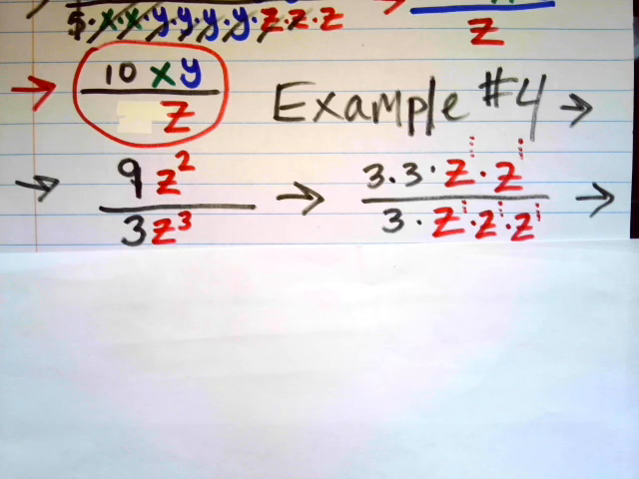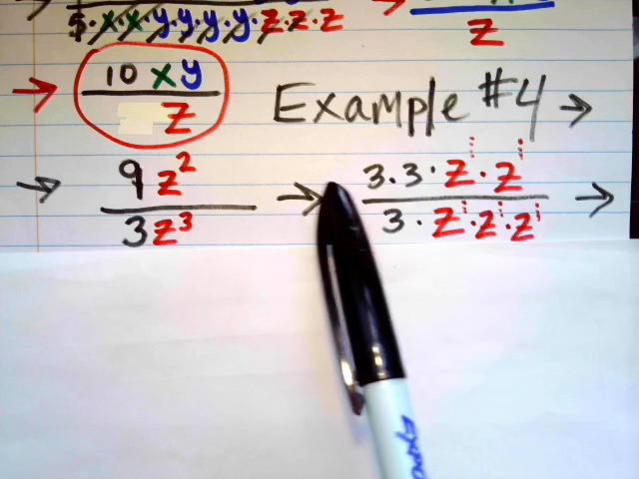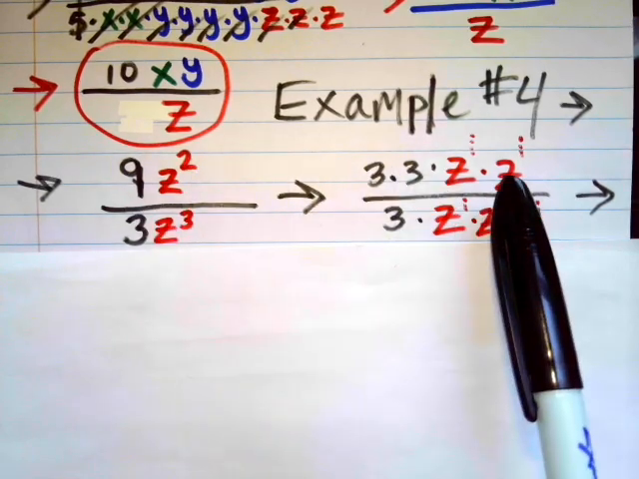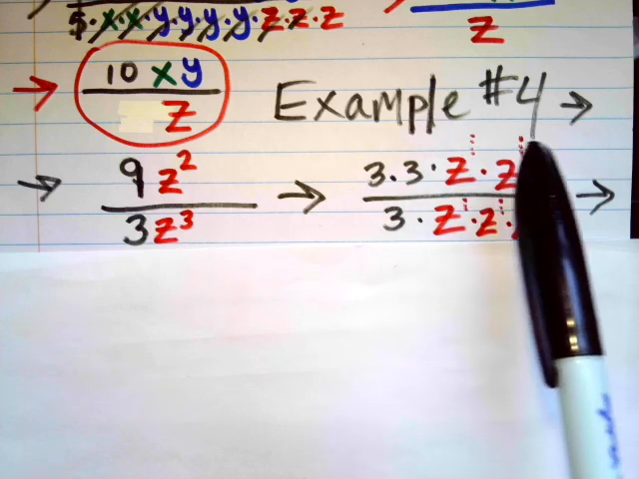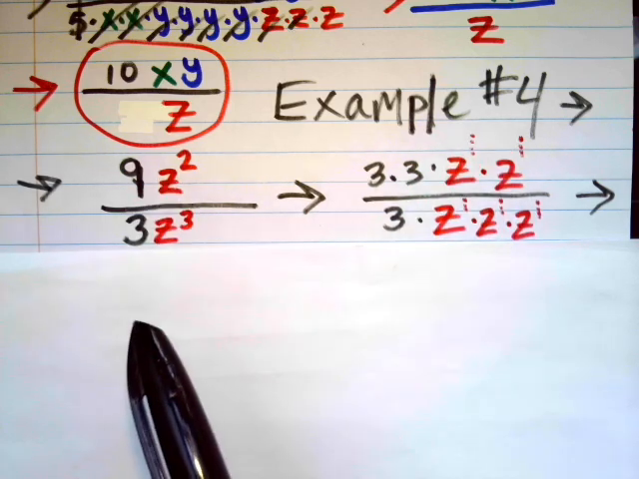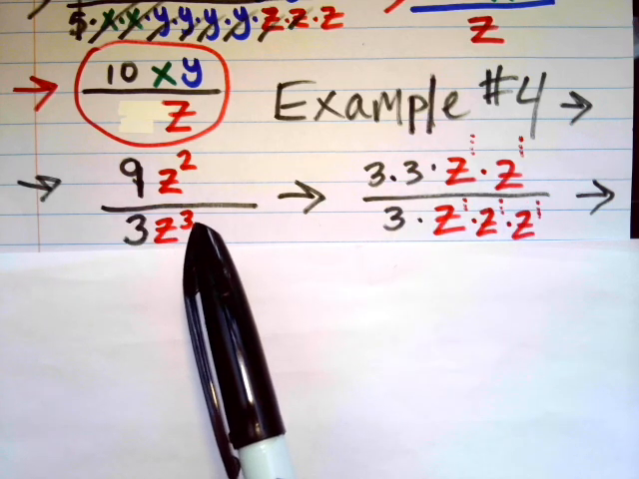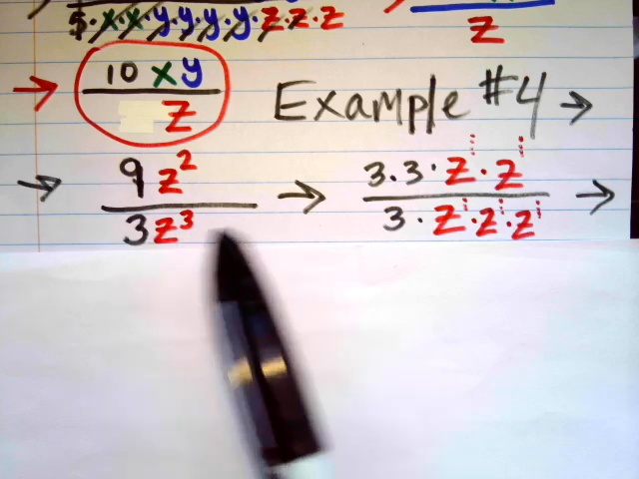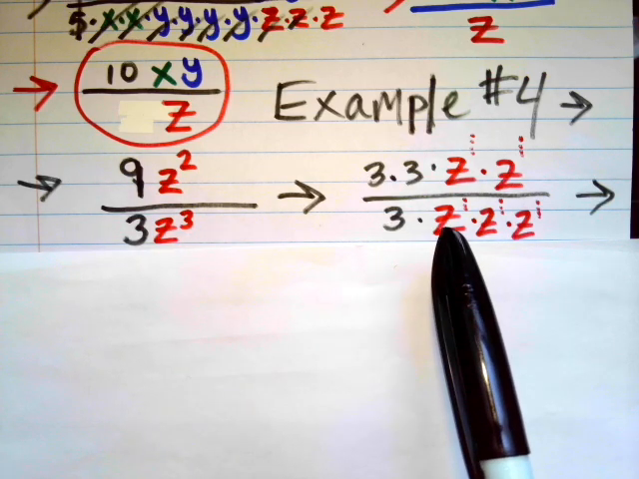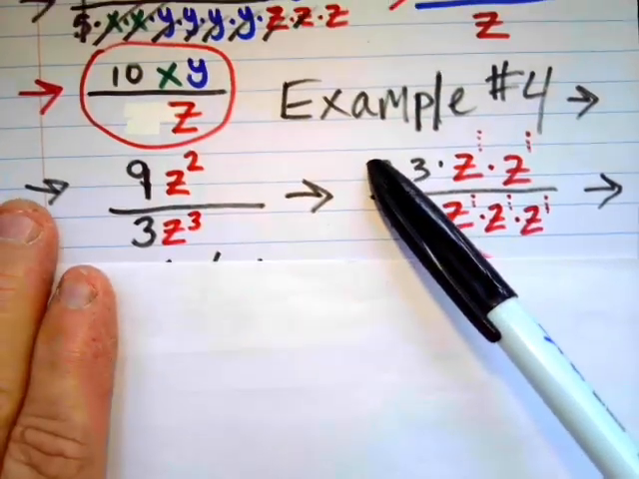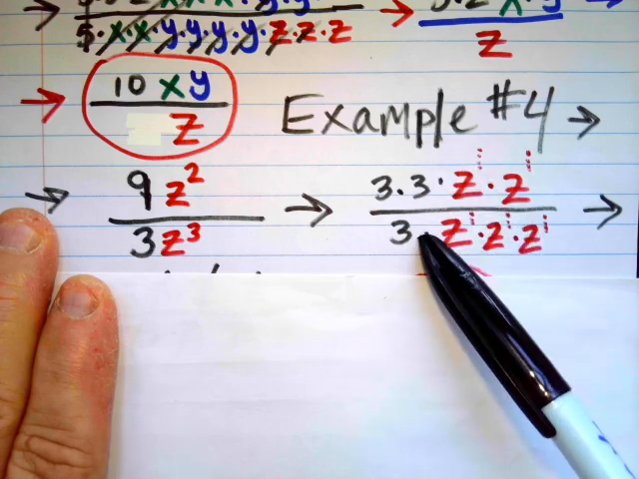It makes things so much easier for me just to cross out anything over itself as 1. So I know 9 in its simplest form is 3 times 3. Times z is z squared. Remember, we have those invisible ones. The rule is you add the exponents to get that z squared. Divided by 3 times z times z gives you z cubed. So I'm going to write that over here: 3 times z times z times z. Now at this point, I can just start canceling out anything over itself as 1.